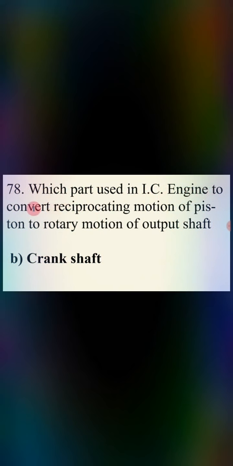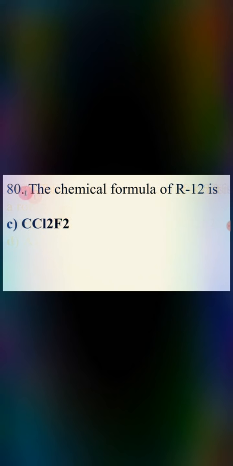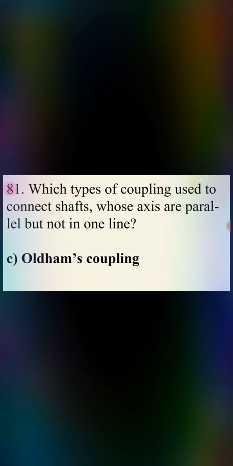Which part used in an IC engine converts reciprocating motion of the piston to rotary motion of the output shaft? The crankshaft. Which of the following is not a rotary pump? Axial pump is not a rotary pump. The chemical formula of R12 is CCl2F2. Which type of coupling is used to connect shafts whose axes are parallel but not in one line? Oldham's coupling.